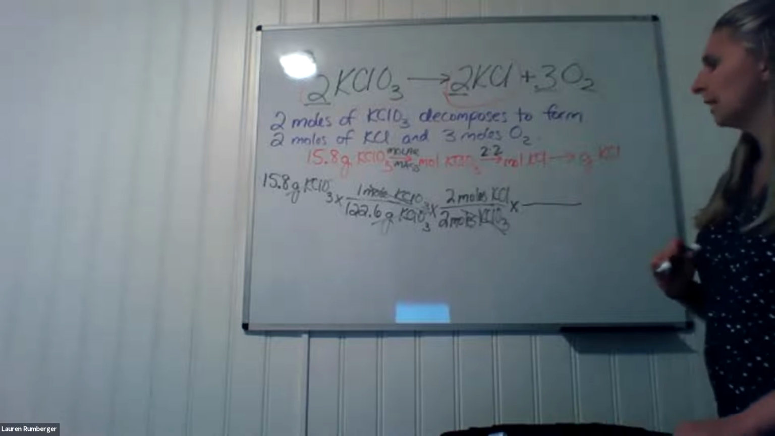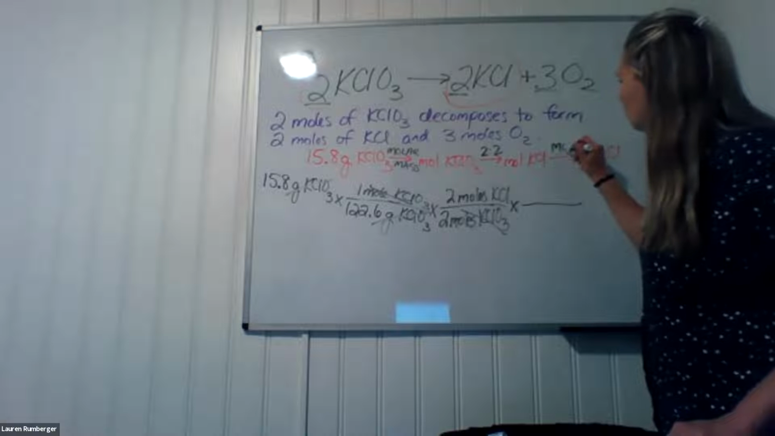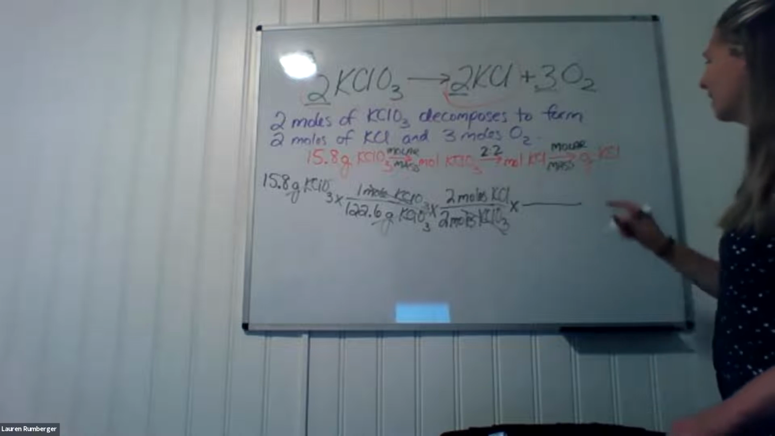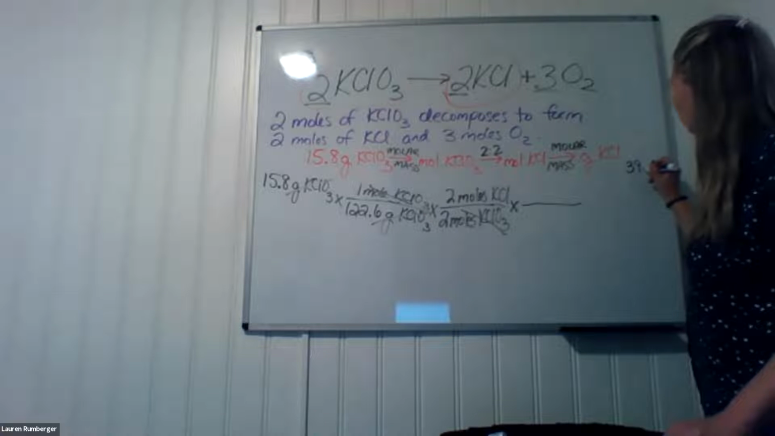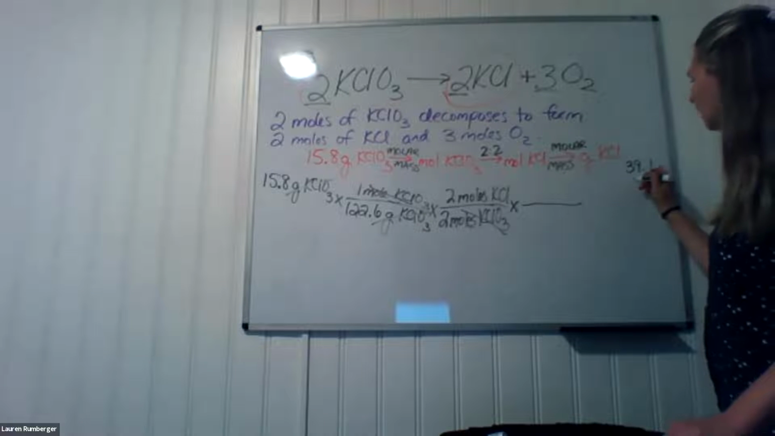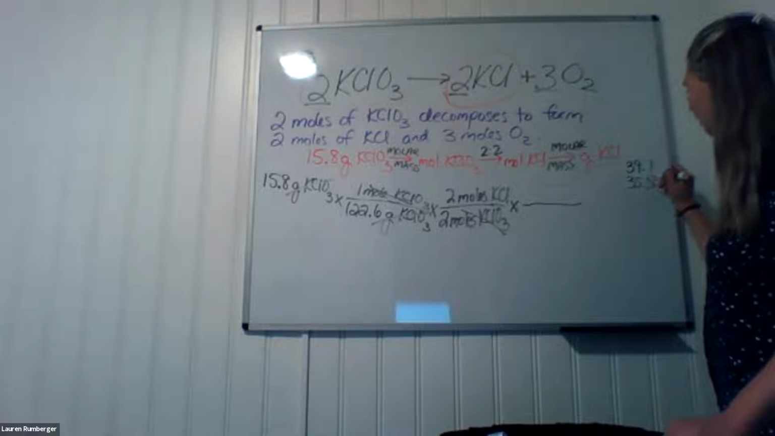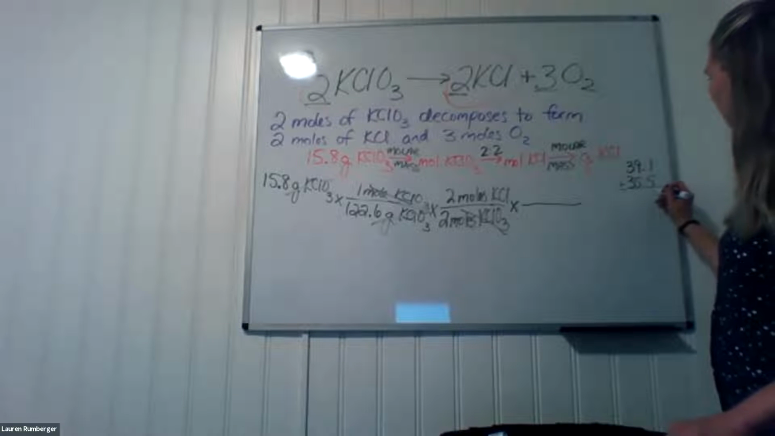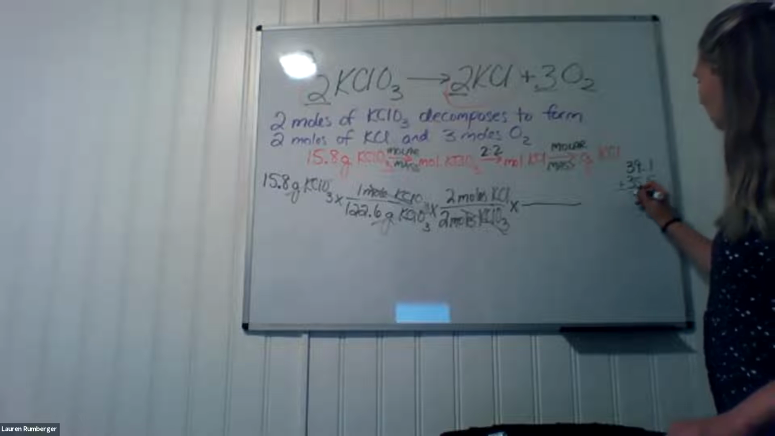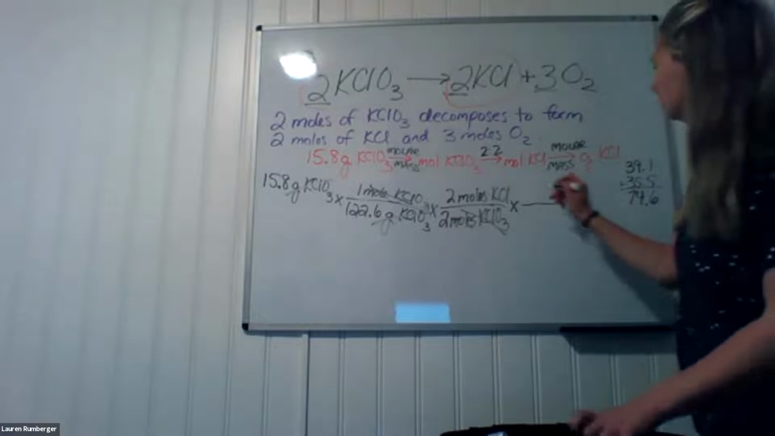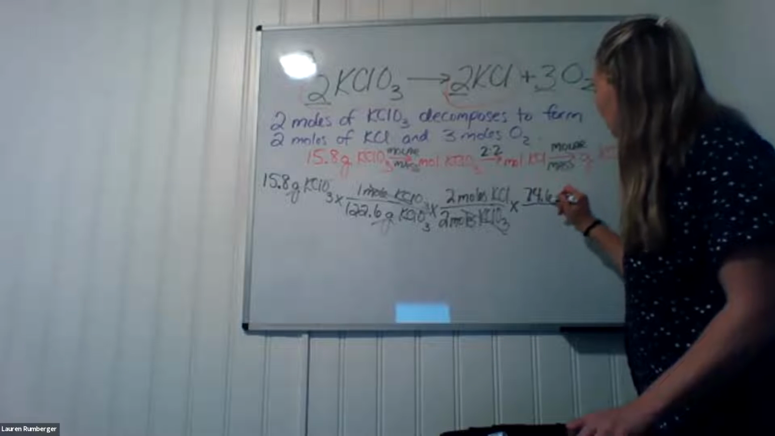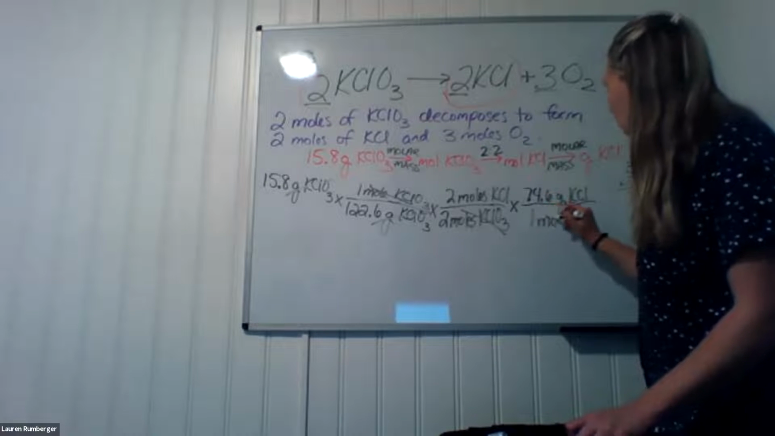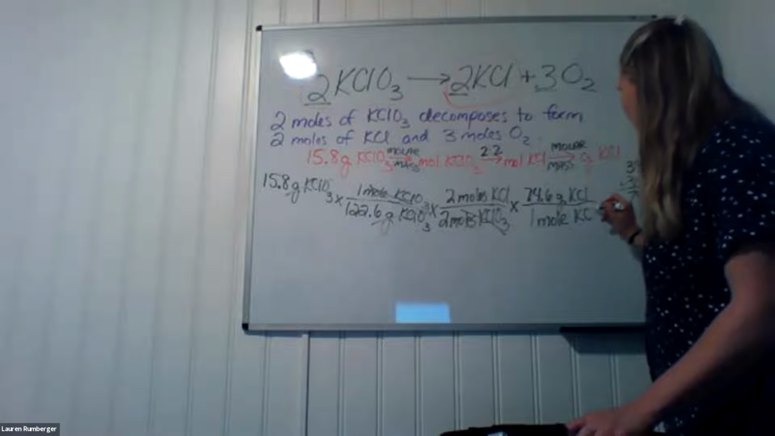Now we need the molar mass of KCl. Molar mass again. We said that potassium is 39.1, and chlorine is 35.5 from the periodic table. Add those masses together, we get 74.6. So 74.6 grams of KCl per 1 mole of KCl.